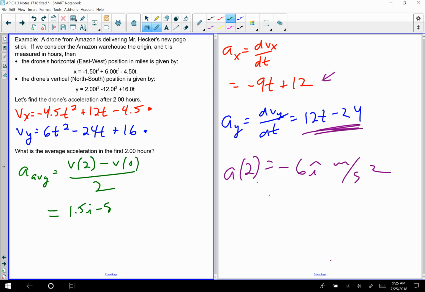minus the velocity after 0 hours. Well, if you plug in 0 for Vx, you're just going to get negative 4.5, and Vy of 0 is going to give you 16. So down here I'm going to have negative 4.5 i plus 16 j, all over 2. Okay?